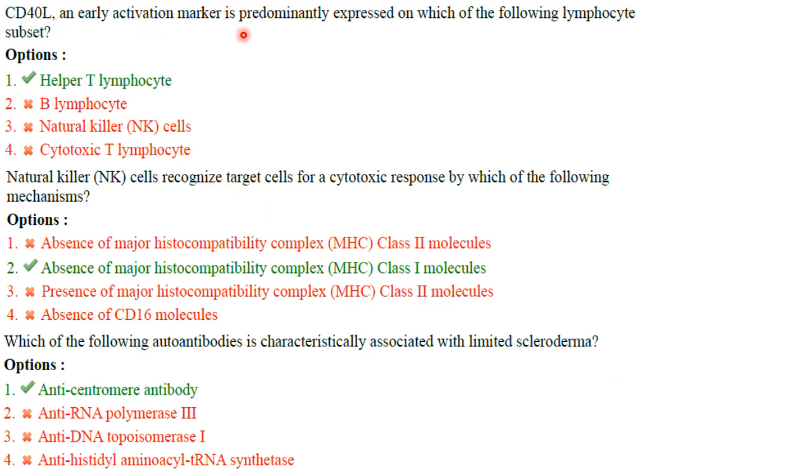CD40L, an early activation marker, is predominantly expressed on which of the following lymphocytes? It is predominantly expressed on the helper T lymphocyte.